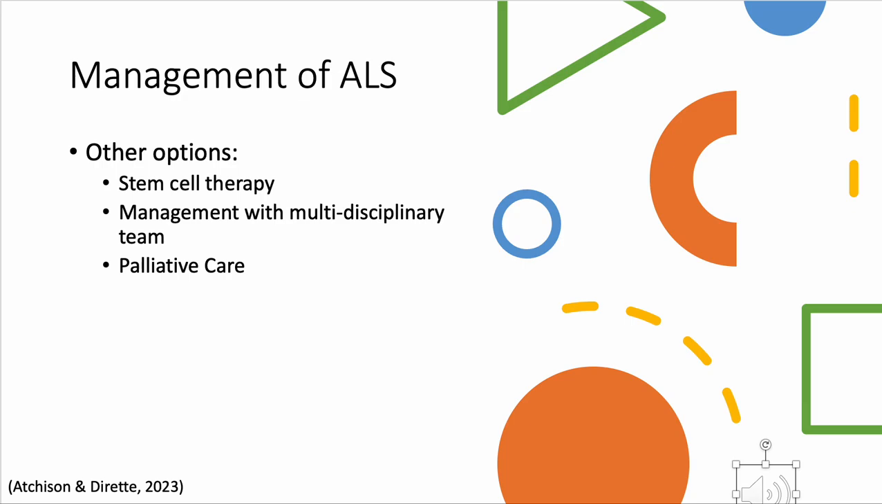Other management strategies of ALS could be potential stem cell therapy. Overall, a multidisciplinary team approach to this condition can be super effective in improving the quality of life of the individual. Now, this team could consist of nurses, occupational therapy, physical therapy, neurologists, speech therapy, nutritionists, and more.